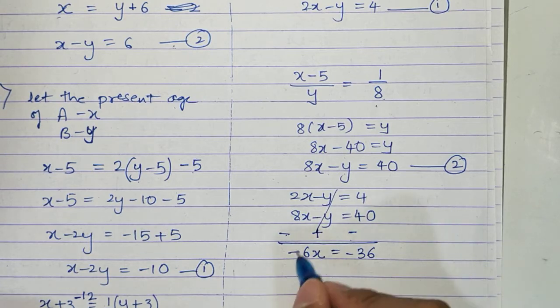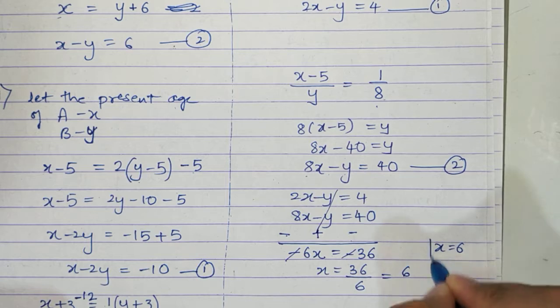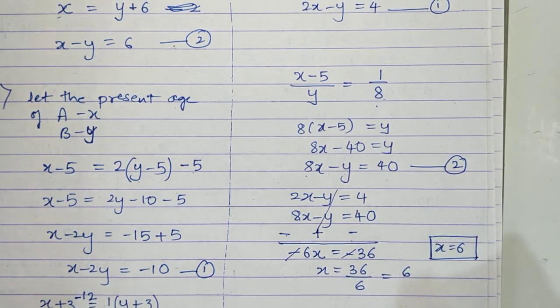Okay, minus minus cancel. x is 36 upon 6. That is, x will be 6. So you get the value of x as 6. Now once you know the value of x, you can substitute in any equation and find the value of y. Correct?